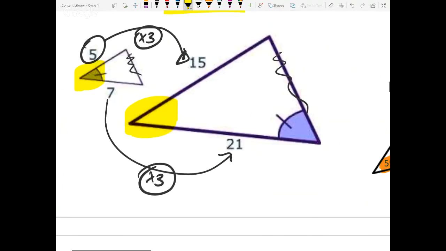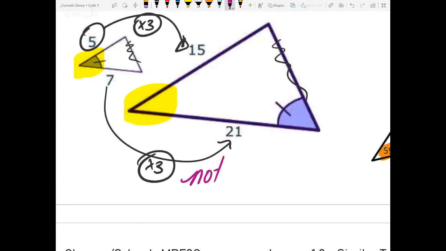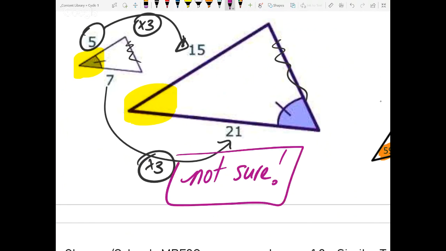So this one, you just have to say not sure. I'm not sure if the angles are the same because I don't know all three angles. I'm not sure if all three sides have been multiplied by the same thing because I don't know all three sides. Does that make sense? I'm just not sure. It could be. It may be the same. It may be different. We don't know. So sometimes that's the answer. That's an okay answer.